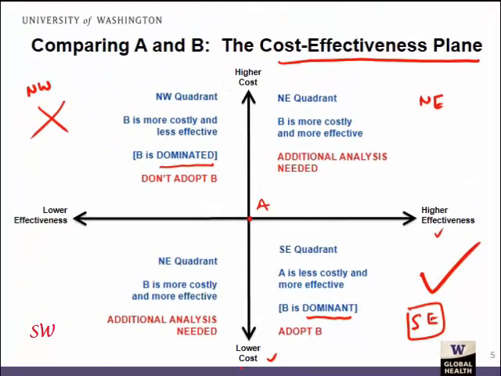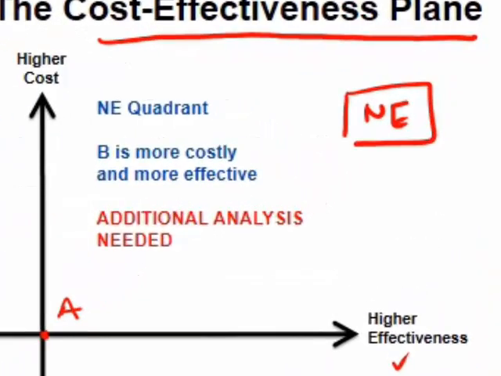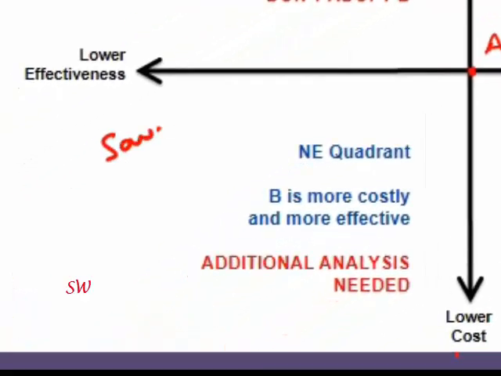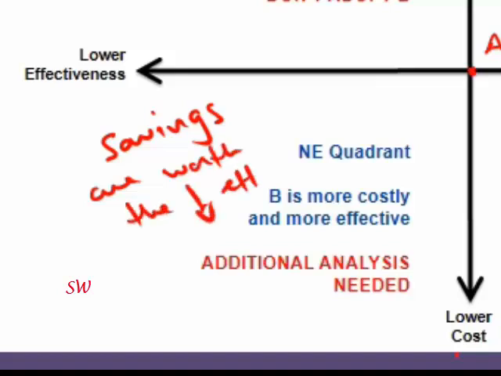Now we have these two quadrants, the northeast and the southwest, and in these quadrants a decision is required. In the northeast quadrant, the decision that is required is if the increase in cost is worth it. Essentially, if you increase cost, how much benefit do you buy? And in the southwest, it's if the savings are worth the reduction in effectiveness.